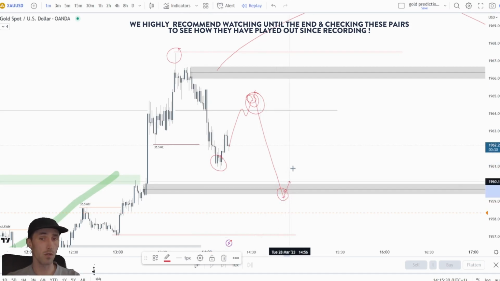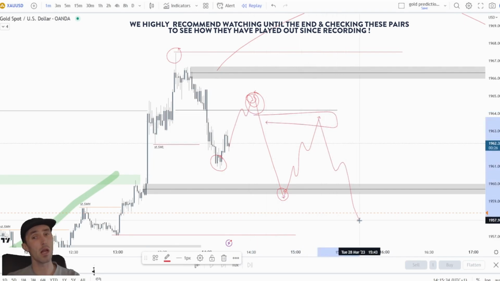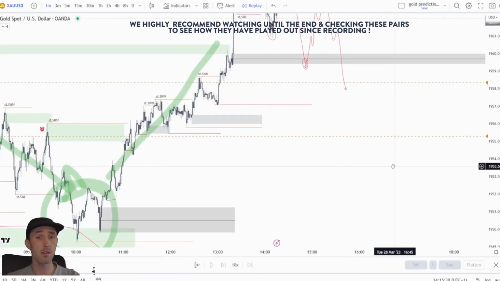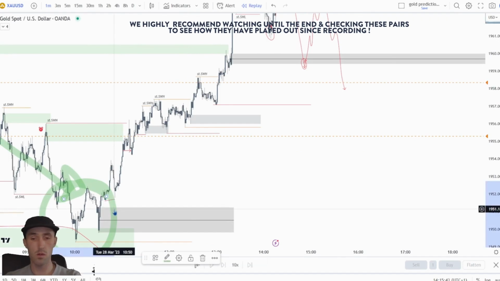So we can say to ourselves, okay, we'd expect price to play back to an area here and deliver lower. Until what? Until we meet a major low. So for example, here.